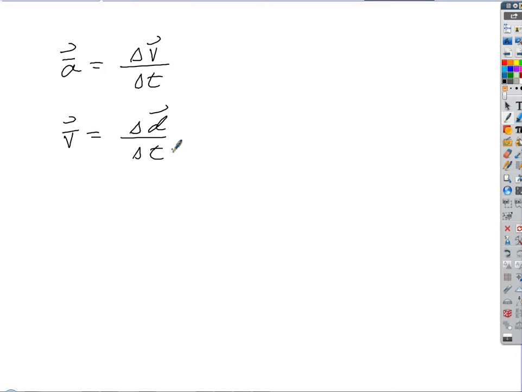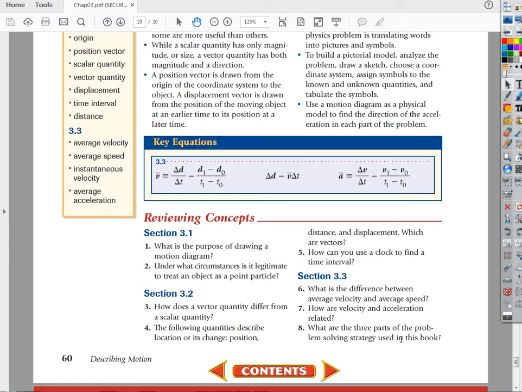So once again, you see that reciprocal relationship, right? If I'm going to let D go to V and V go to A, I get this, right? D is to V as V is to A, or vice versa, right? Okay? That'll become more apparent soon when we start looking at graphical analysis of motion. Okay? What else?